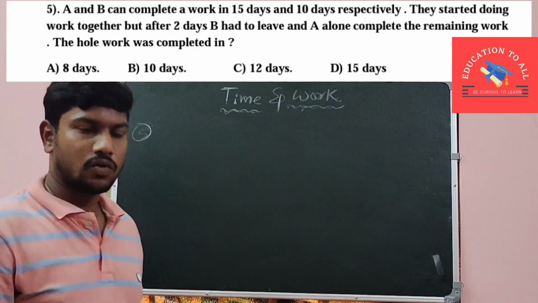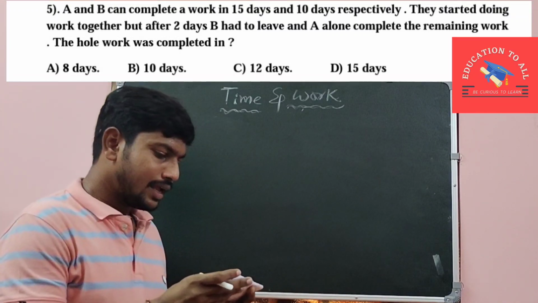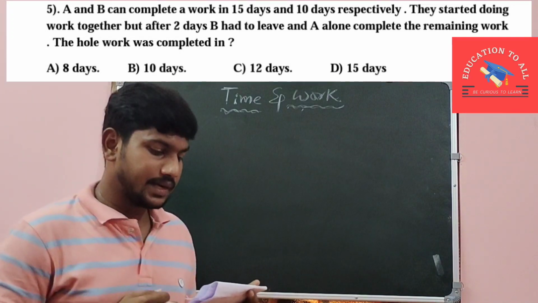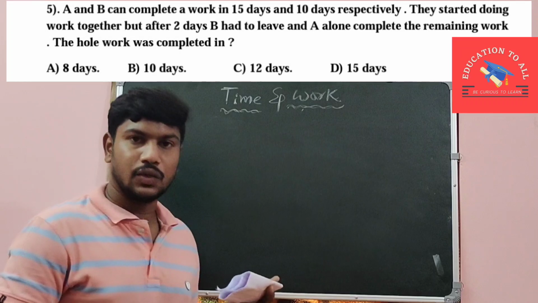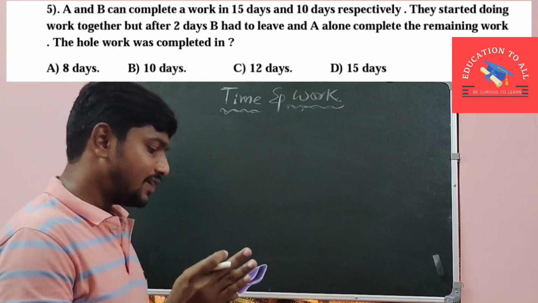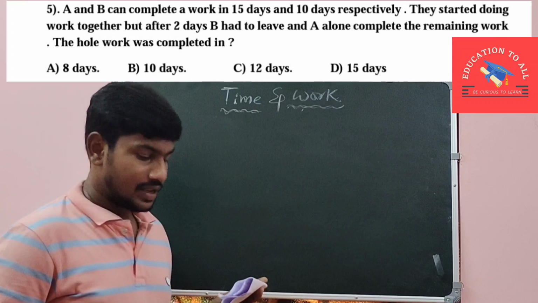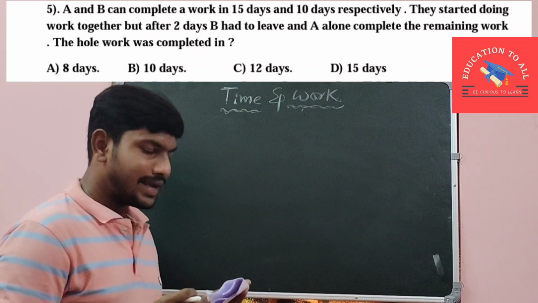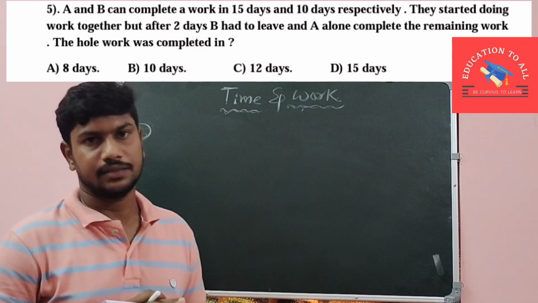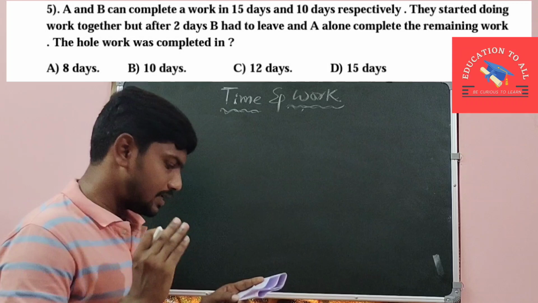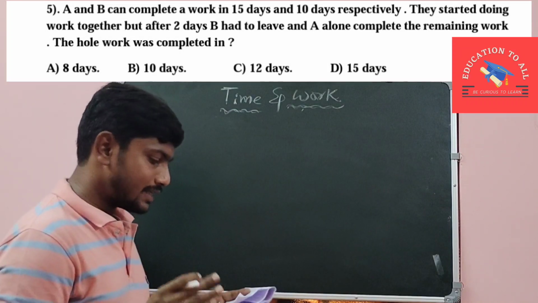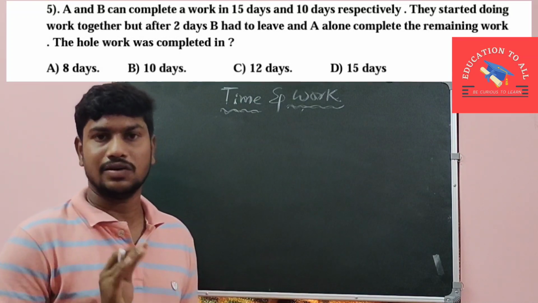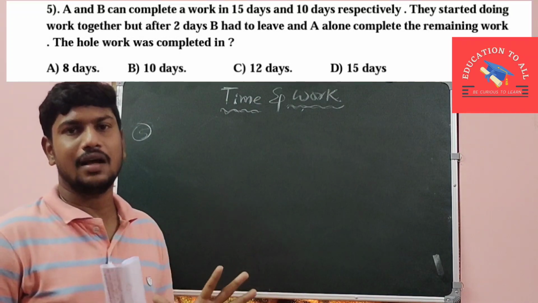Okay, look at one more question. A and B can complete a work in 15 days and 10 days respectively. They started the work together, but after 2 days B had to leave the job and A alone needs to complete the work. The remaining work can be completed by A in how many days? Option A 8 days, option B 10 days, option C 12 days and option D 15 days. The question may vary, but the method we follow is the same. This shortcut is applicable for all of them.